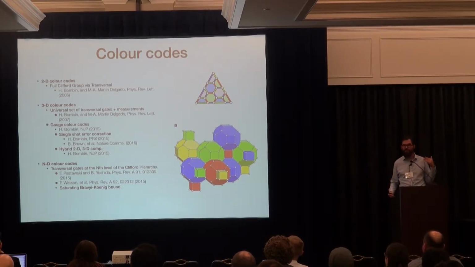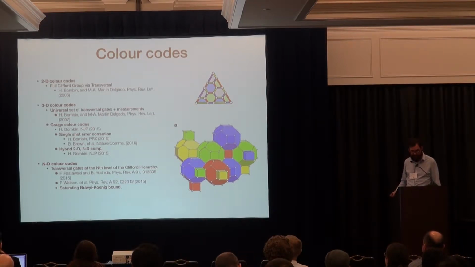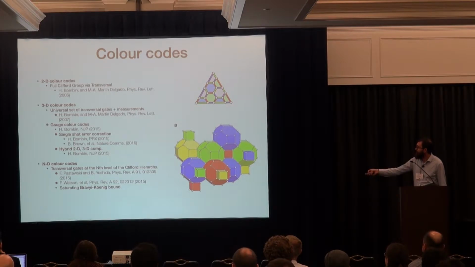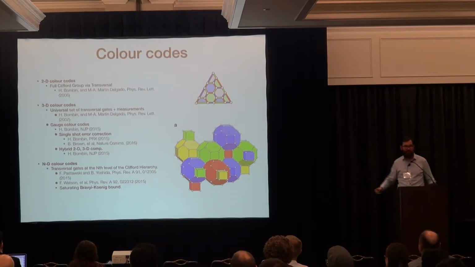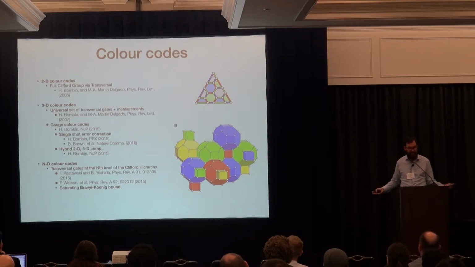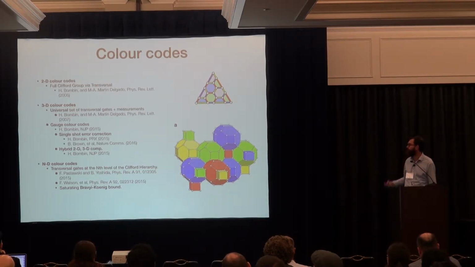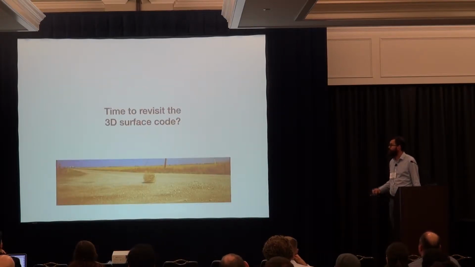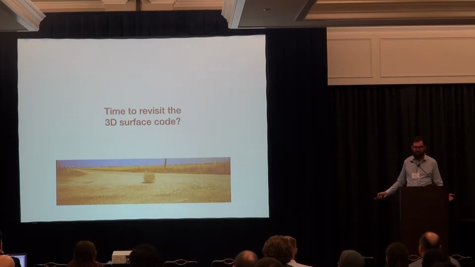And this leads to robustness and high thresholds and a number of nice properties. Okay, and also the n-dimensional versions of the color codes have been fairly well studied, going to 4D, 5D, and higher D. And one nice property that these codes have in particular is that they've been shown to saturate the Bravyi-König bound, achieving, with dimension D, transversal gates at the Dth level of the Clifford hierarchy. So is it time to revisit the 3D surface code?